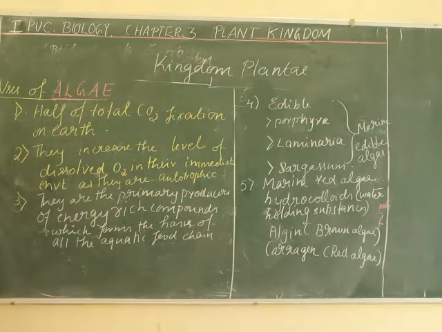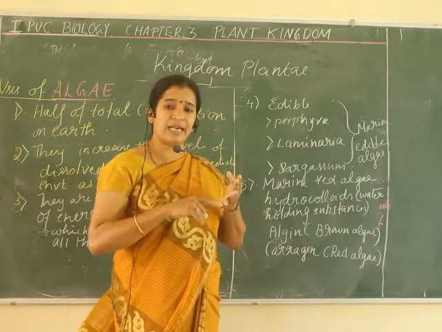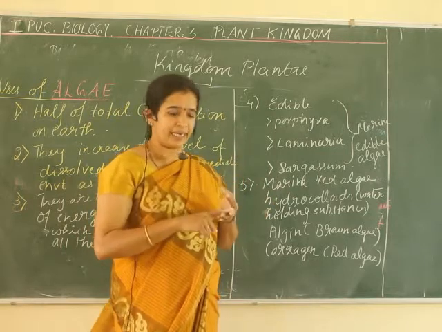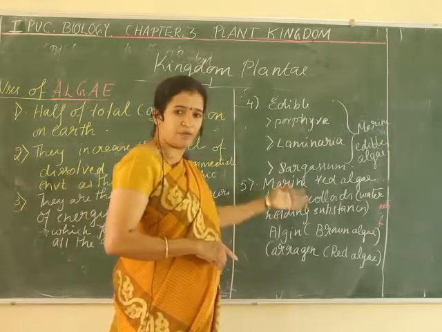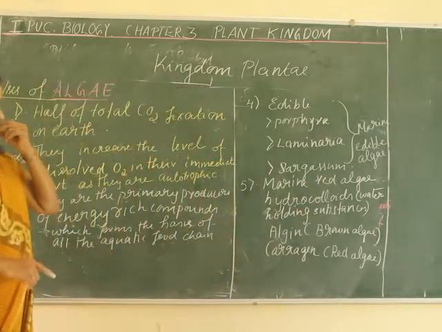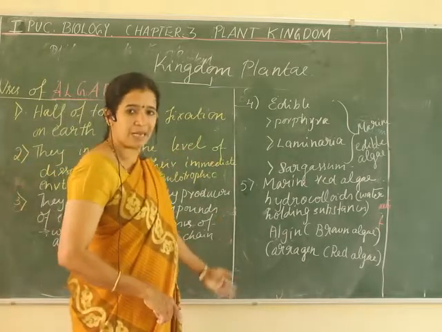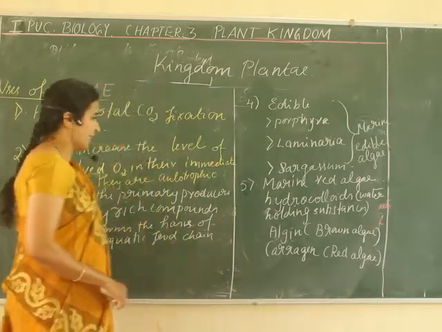You are going to study further classification of algae. In that you will study that algae are of three kinds: green algae, brown algae, and red algae. So in that we are discussing. If you find something confusing, just clear it. We will study the examples also, and by that time you will get clear.